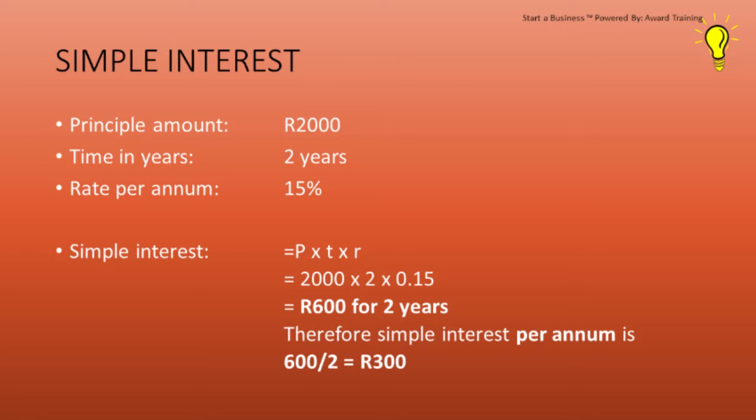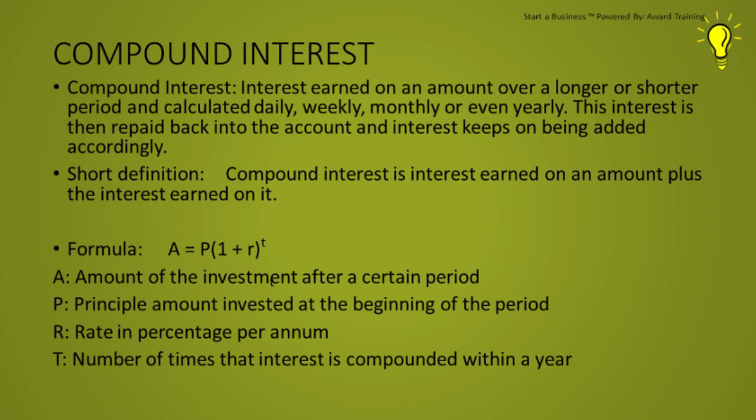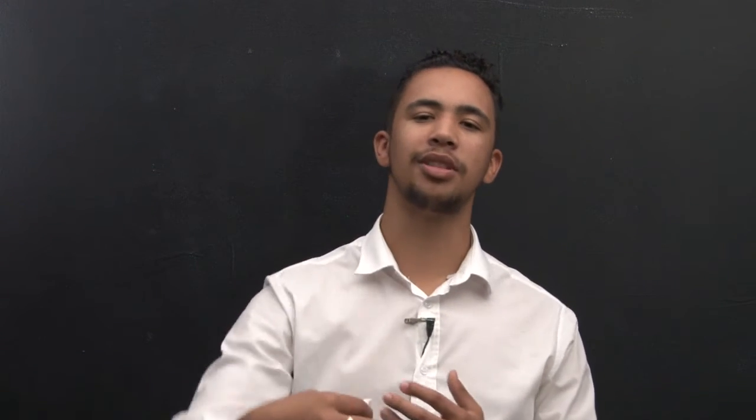Our other form of interest is compound interest, formally defined as the interest earned on an amount over a longer or even shorter period, and it's calculated daily, weekly, monthly, or even yearly. This interest is then repaid back into the account, and the interest keeps on being added accordingly. So simply said, compound interest is interest added on interest.